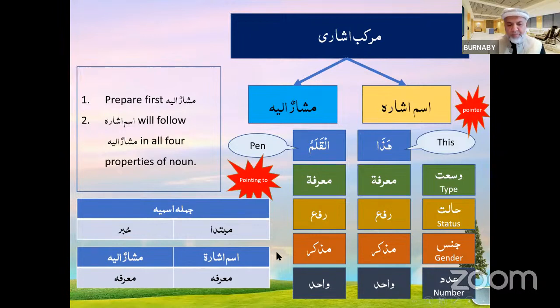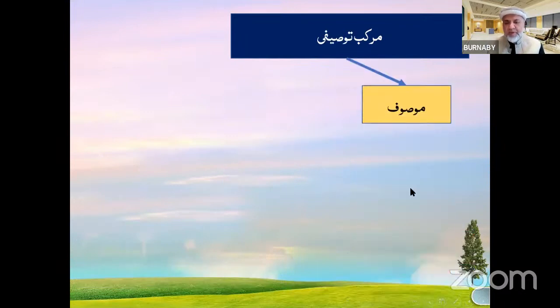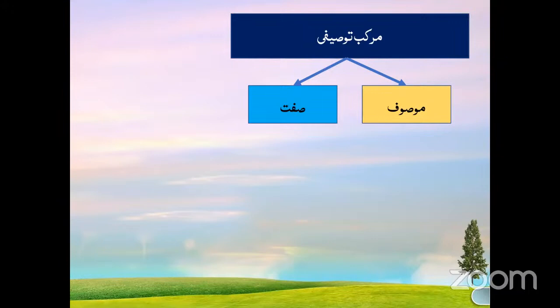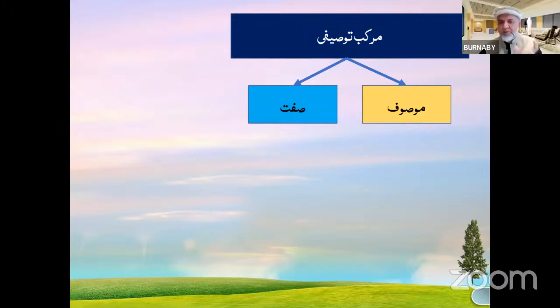And then we have Mubtada, Jumla Ismiya, Mubtada Khabar, Ismul Ishara, Marifa. Okay, let's see. Tawsifi, Mawsuf, and Sifa. In English, we say good boy. So is good the quality of the boy? Okay. But in English, the quality comes first.